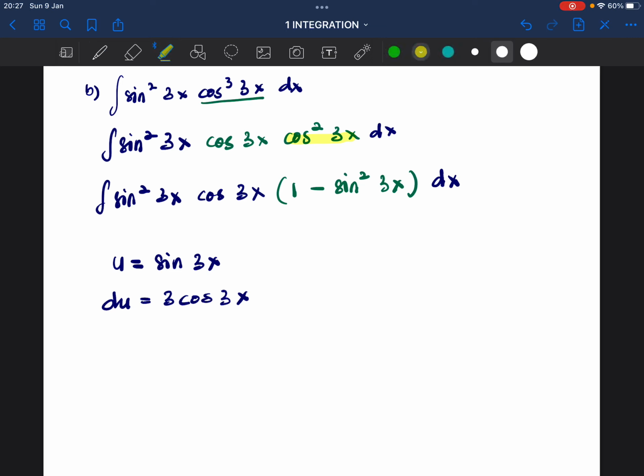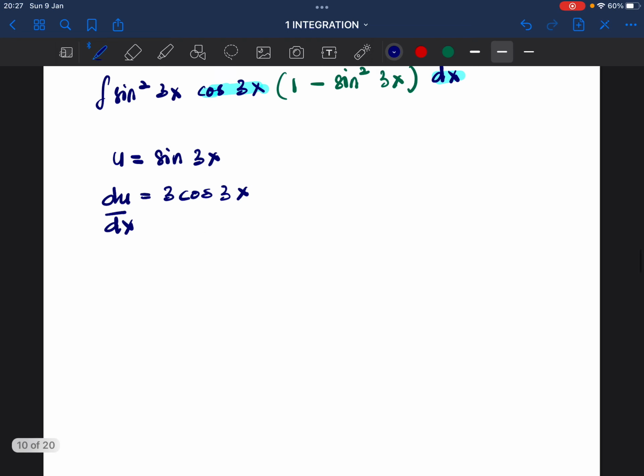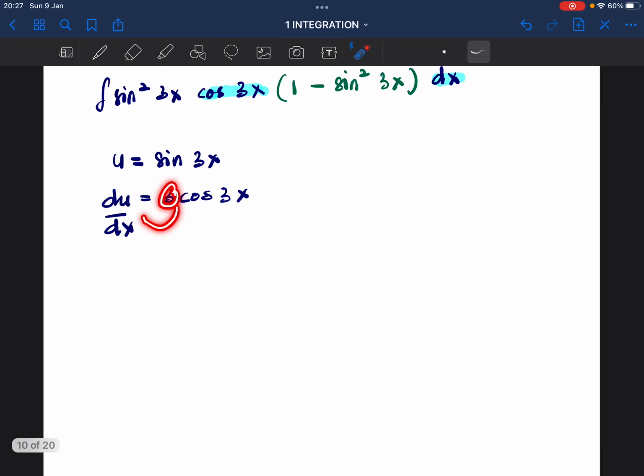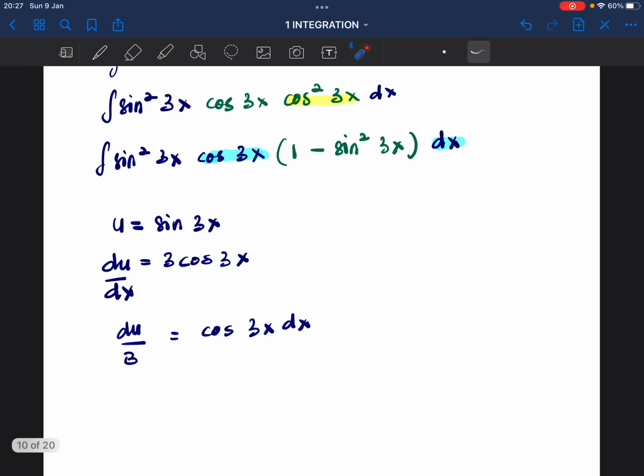Okay, the blue color. Here, cos 3x dx. So we are going to make that as a subject. So 3 pindah sebelah, that will be du over 3 equals to cos 3x dx. So that means the blue color here is du over 3. So now we are going to susun, rearrange everything together.